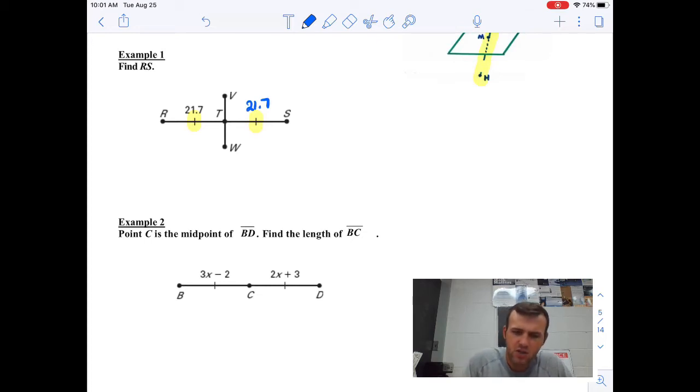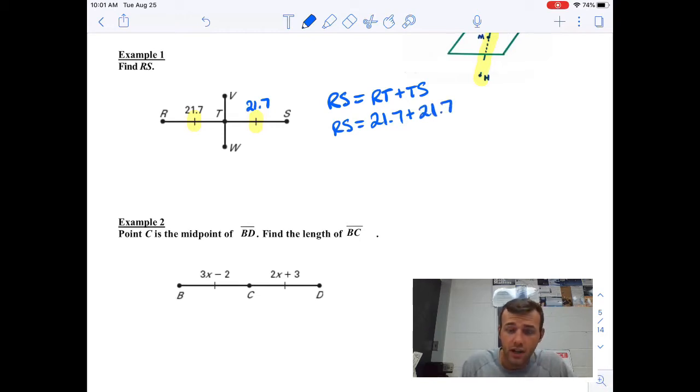So find RS. RS is the entire segment. You maybe not want to do all this work, but it's important. RS by the segment addition postulate says if I take the parts, add them together, I get the whole. So RS is equal to RT plus TS. I know that because of the segment addition postulate we went over last unit. Then I'm going to substitute in the values. RS is equal to, well, RT is 21.7 and TS is 21.7. So then I can combine like terms, and RS is equal to 21.7 plus 21.7.